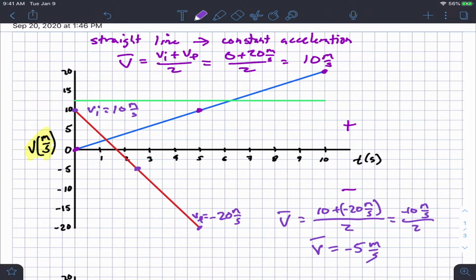We could do the same thing with this one, but since the velocity doesn't change, the average between the beginning and end is still the same, so 12.5 meters per second.